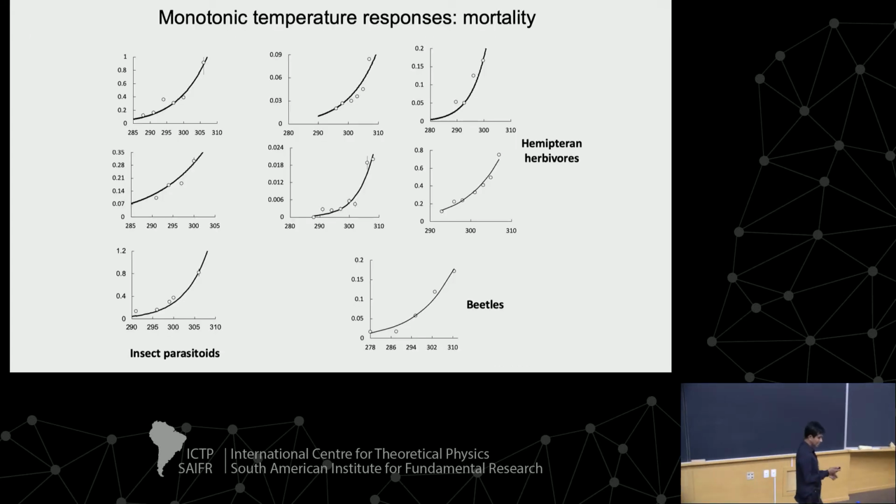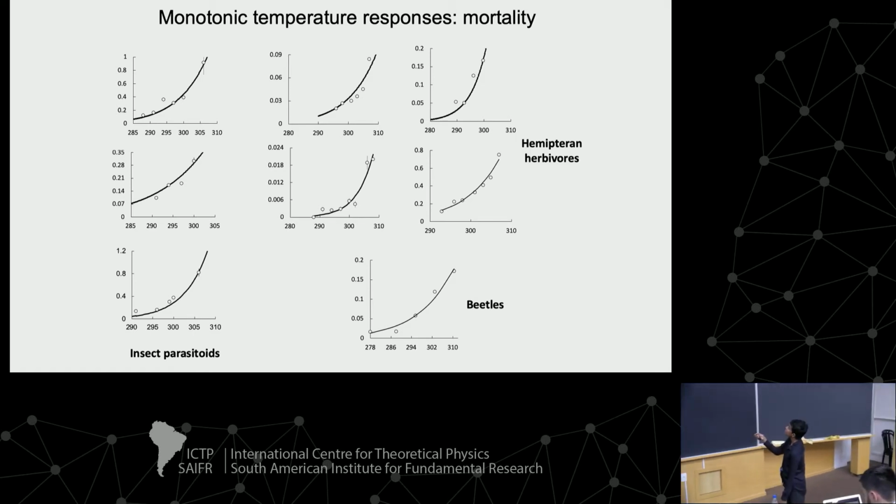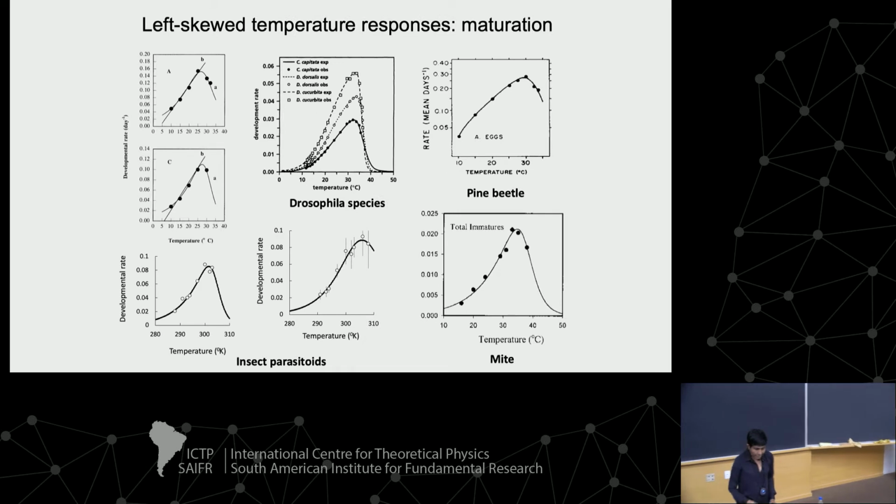To show you some data, these are the mortality responses for a whole host of different types of insects, and you can see that they are all monotonic increasing. These are the data for the temperature response of maturation or development from egg to adult, and you can see that, again, for lots of insects, insect parasites, beetles, fruit flies, mites, which are not insects but arthropods. How many people know what mites are? Yeah, good. Oh, well, 3 people, okay. So they exhibit this very characteristic left-skewed response.